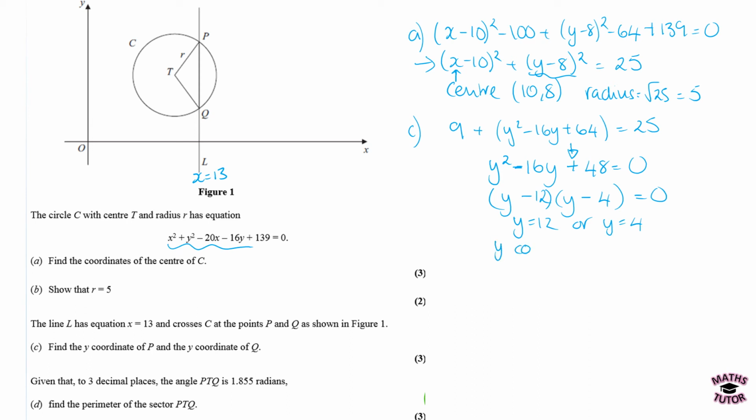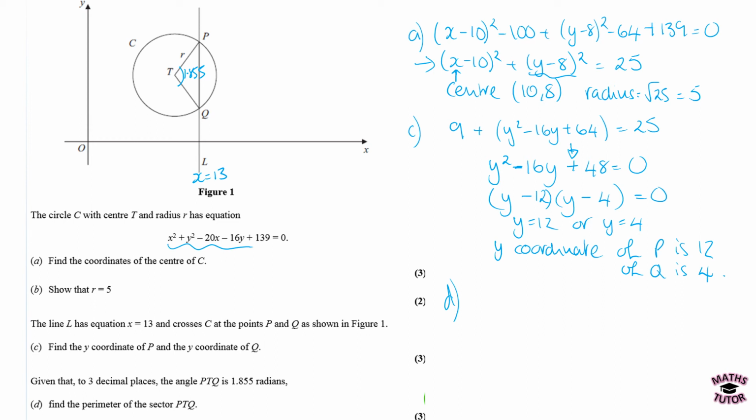So the y coordinate of P is 12 and of Q is 4. Part D. Given to 3 decimal places, the angle PTQ is 1.855. So that angle there is 1.855. Find the perimeter of the sector.